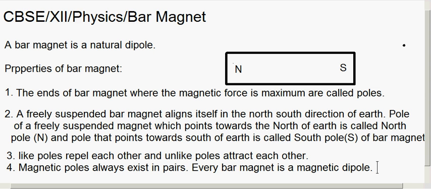what is magnetic length. For that case we will consider a magnet, and let us mark the two poles: one is the south pole, the other one is the north pole. So just to mark it, north pole and south pole.